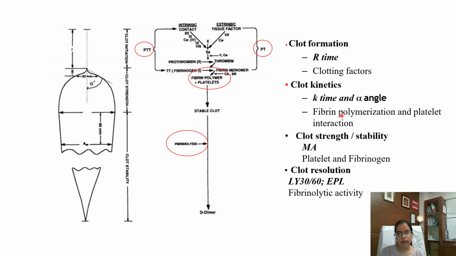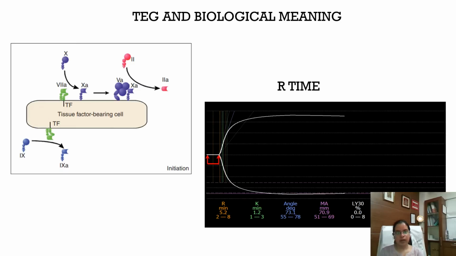Now our clot has been formed. Now clot strength and stability is determined by MA. Fibrinogen will interact with platelets to form a stable clot by the GP2B3A receptor, that is measured by MA. The ultimate strength of the clot is the maximum amplitude. Now clot resolution will take place, fibrinolysis will occur, that is denoted by lysis 30, that is 30 minutes after clot formation we see lysis 30, and lysis 60 is what we see after 60 minutes.